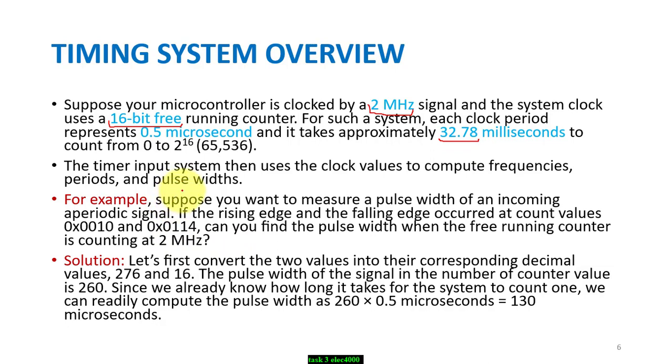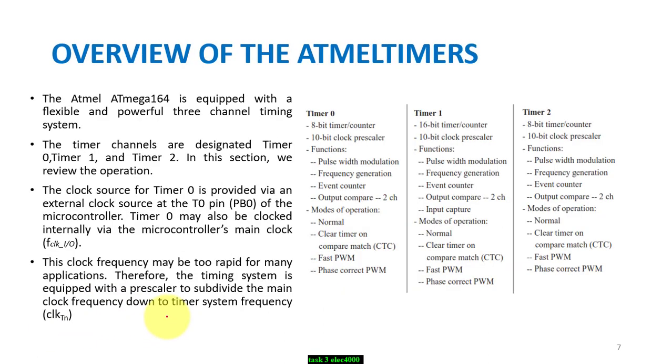So assume that we had a pulse whose rising edge is at 10 hex and its falling edge is at 114 hex. What is the size of the pulse? In this case, the counter will start running at 10 and stop at 114. We need to count the difference in these values, which is 260 decimal. Remember, 10 hex is 16 and 114 hex is 276. So the difference is 260. 260 multiplied by 0.5 microseconds will give us 130 microseconds. This is the width of the pulse.